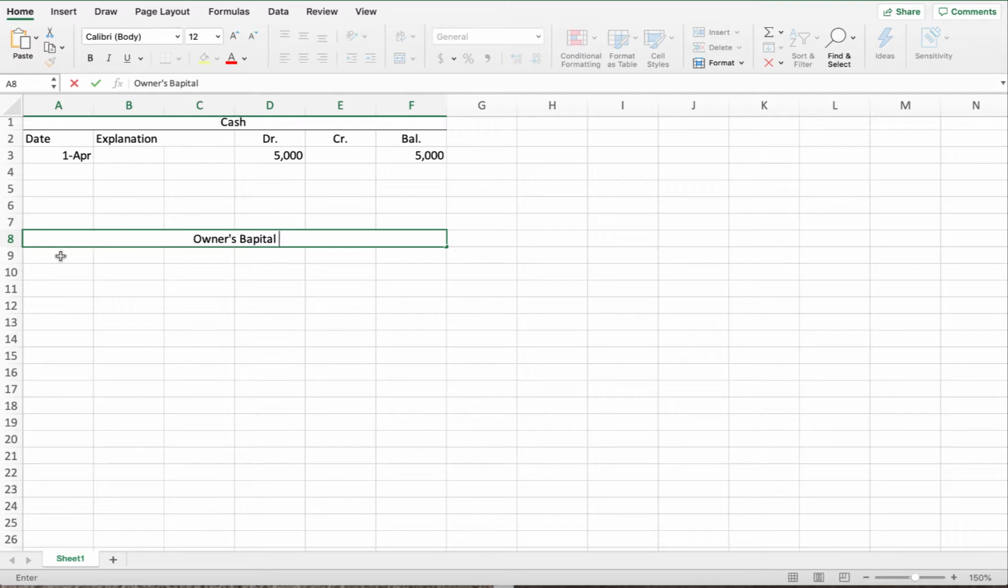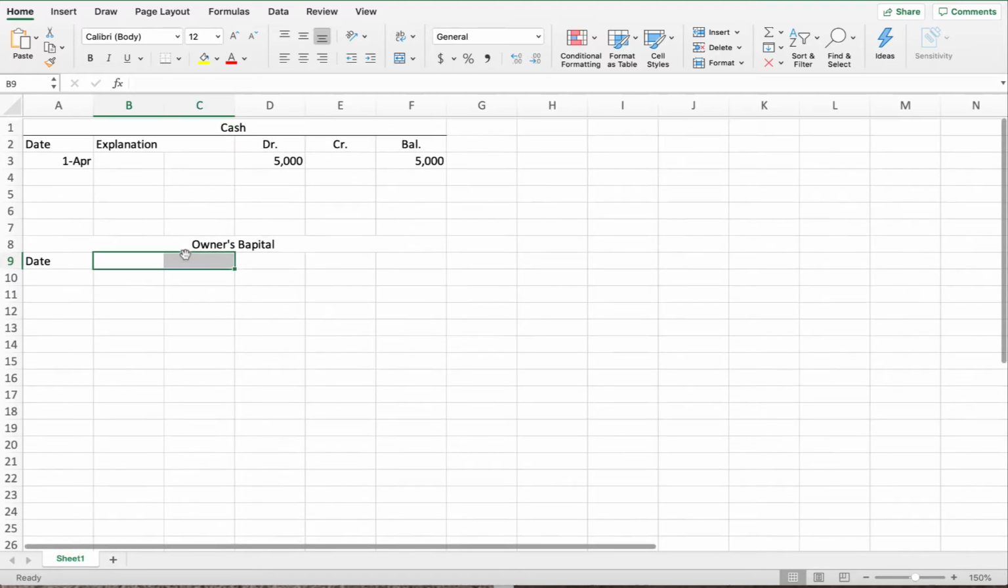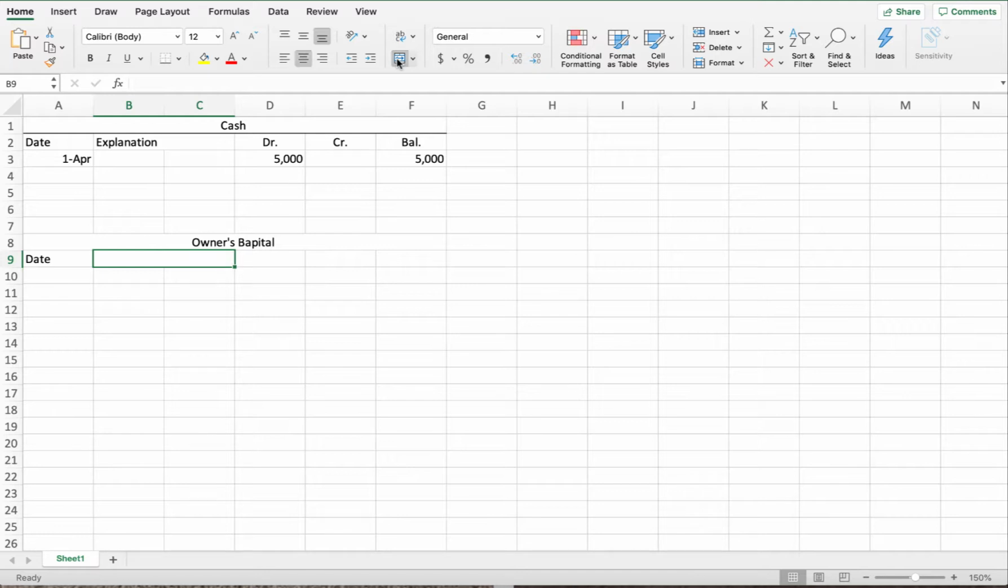Okay, and I'm going to do the same thing that I did up above, right? I'm going to put in my date column. I'm going to put in my explanation. Now remember, I need B and C to be merged and centered. So I'm going to highlight those two, click merge and center, and type in explanation. Oh, it's centered. I don't like that, so I want to make sure it's left aligned, and there we go. And I'm going to type in my debit column, my credit column, and my balance column. And I'm going to center these.